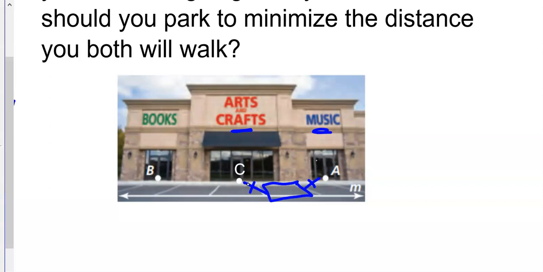All right, so this concludes our notes on reflections.